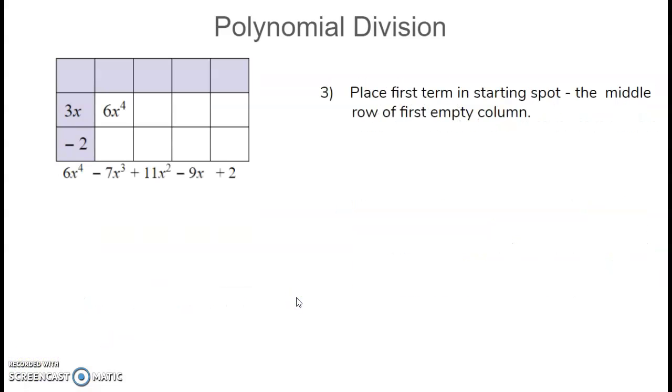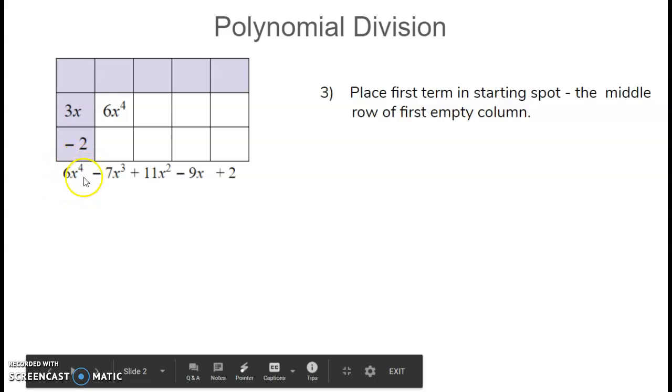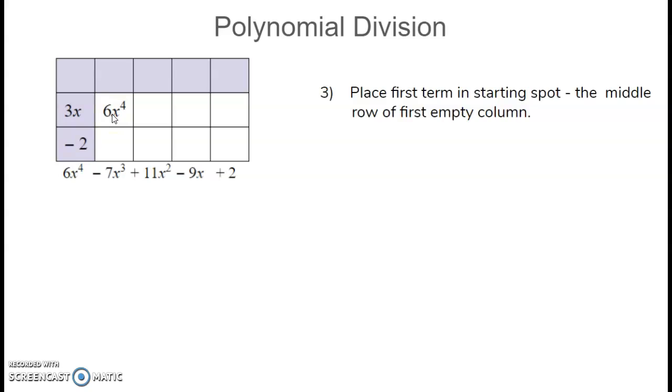Okay, the next thing we're going to do is start filling in the Polydoku box. And we start by placing the 6x to the fourth, or the first term, down here in this middle row in the first empty column. This will always take place like this. So whoever's in the front here is going to go right here in the first empty column next to whatever was on the left here.